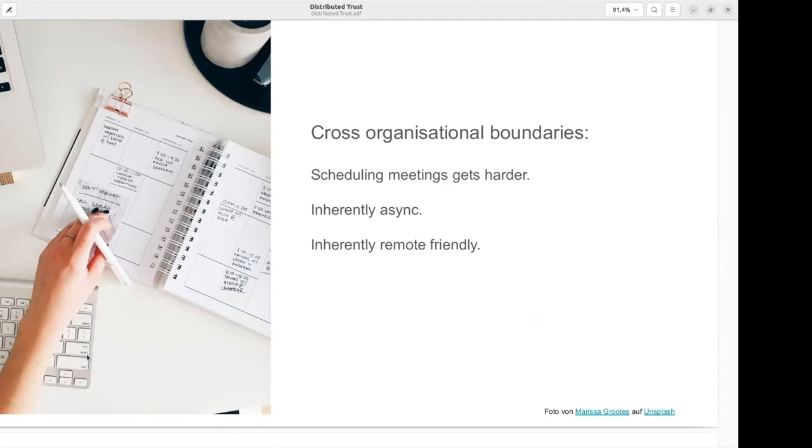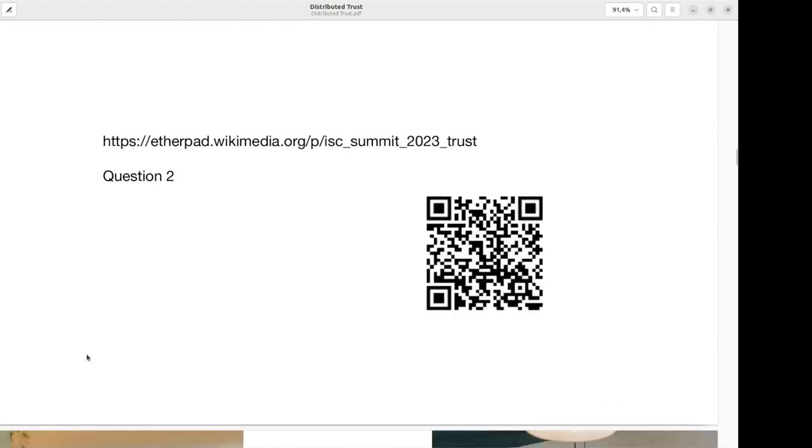While you think about that, building trust often means having one-on-one communications, means having unstructured communications. But if you think about InnerSource projects, they often cross organizational boundaries. What happens when communication crosses organizational boundaries, crosses teams or even units or even subsidiaries? Scheduling meetings together gets a lot harder, and work inherently gets asynchronous. And inherently, that is going to be more remote friendly.